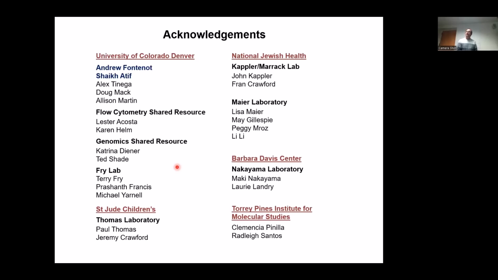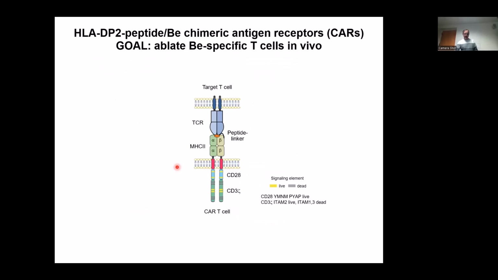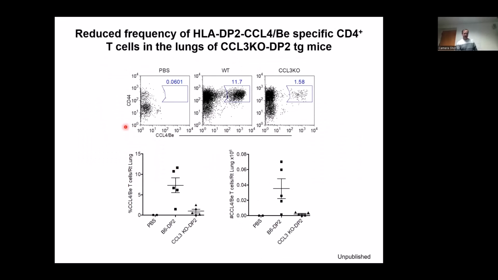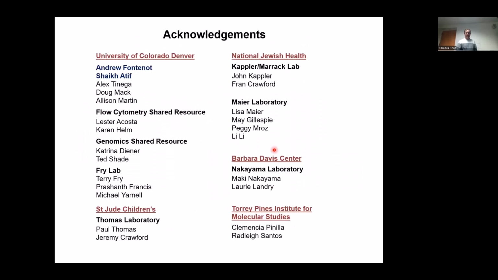So what was your question? It's the question about why CCL4 wasn't picking up the slack. And that's why, because it's not there. And I used the CCL4 tetramer here in the CCL3 knockout, so it's much reduced in these mice. Not totally gone though.